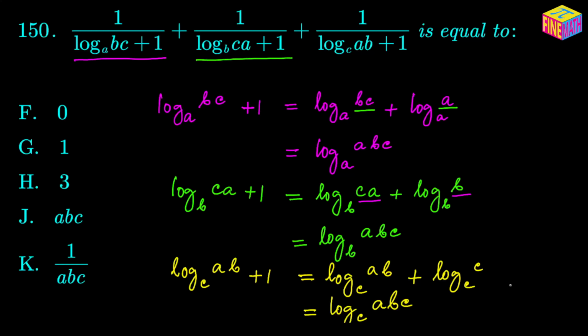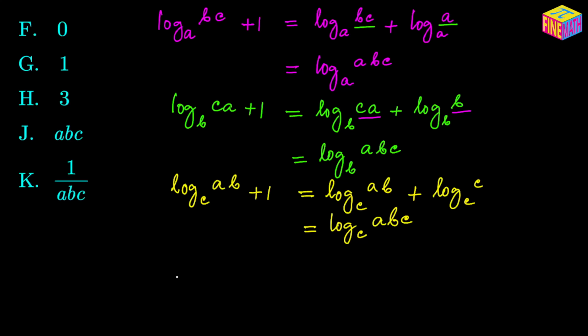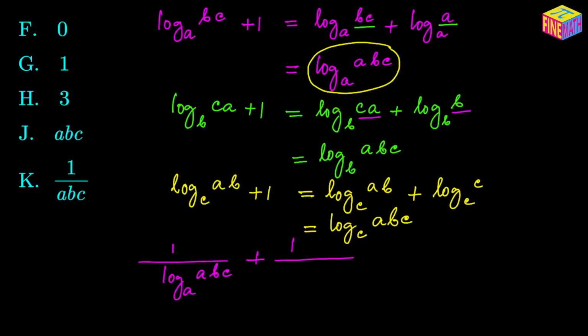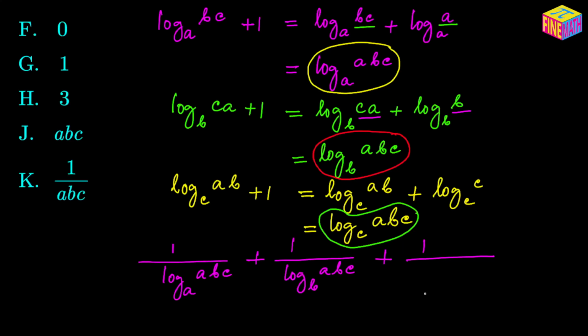So now we have simplified the denominator of each of these terms. Let's write down how they look. Our original expression is 1 over the first denominator, log of A times B times C for the base A, which is the one I just circled. Then the second one is 1 over the red circled one, log of A times B times C for the base B, plus the third term, which is 1 over log of A times B times C for the base C.